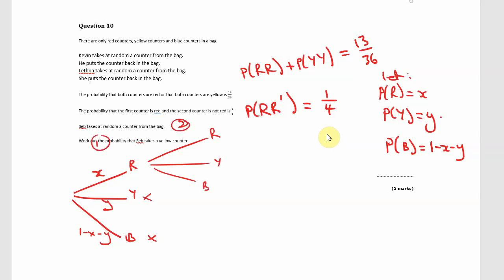So red, yellow, blue. Probabilities stay the same because they replace it. So here we go. Probability of it being red, red, or we do actually care about yellow, yellow, don't we? But that's just going to be another, yellow is going to be another y. I'll actually rub this out, make it a little bit neater.